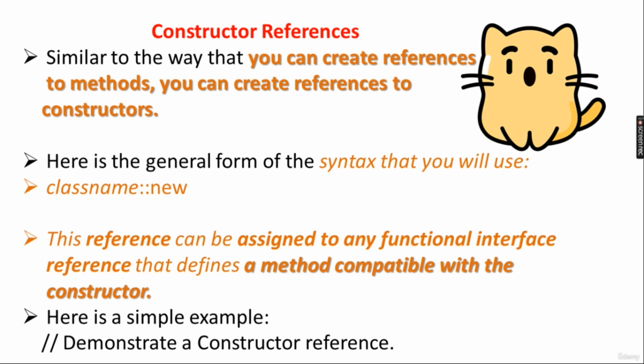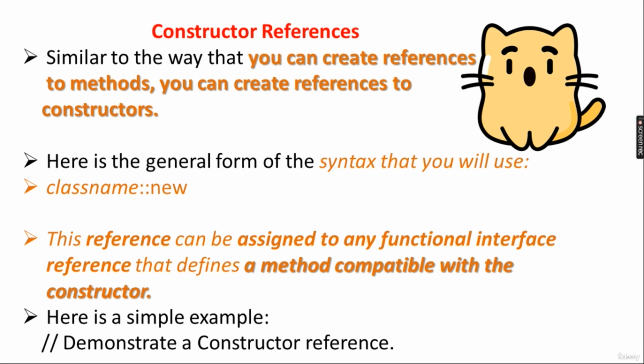Similar to the way that you can create reference to methods, you can also create reference to constructors. Here is the general form of the syntax that we will use: ClassName colon colon new. Instead of class name double colon method name, we are directly using class name double colon new. Okay, this reference can be assigned to any functional interface reference that defines a method compatible with the constructor. Okay, so any particular functional interface that is declaring a similar method.